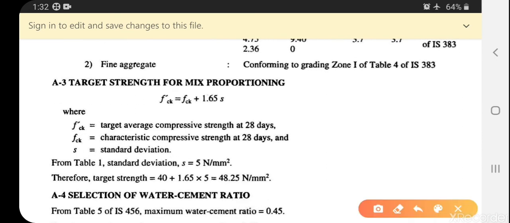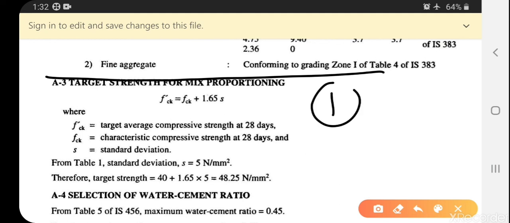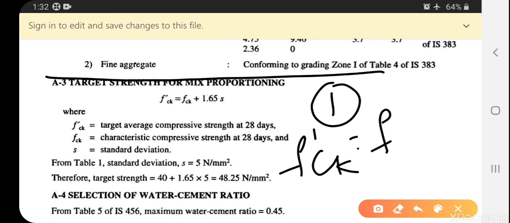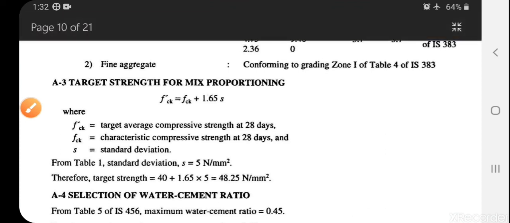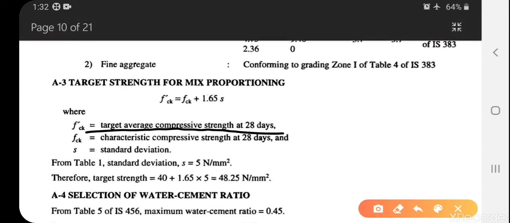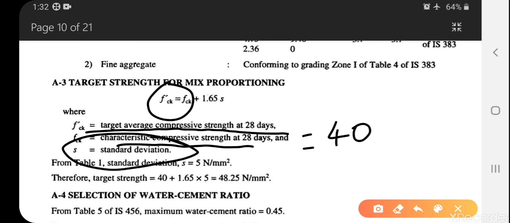So from here onwards we are designing the mix proportion. So what is our first step? Target strength for mix proportioning. Here the formula is f'ck equals fck plus 1.65 into S. So f'ck is the target average compressive strength for 28 days. This will be f'ck. fck is the characteristic compressive strength, which is already given as 40, and the standard deviation value is S.